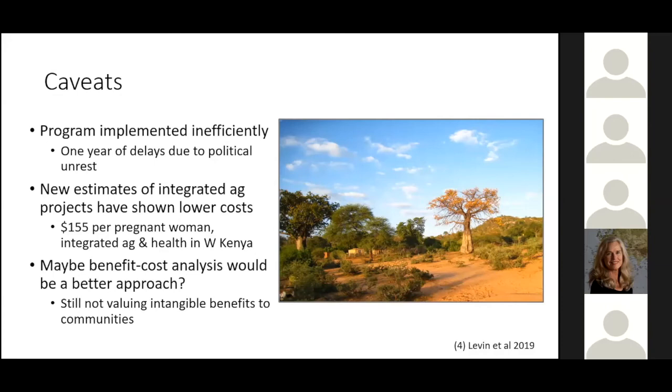Also, perhaps benefit cost analysis would have been a better approach to valuing this program. However, we still would not have valued all of the intangible benefits, so it would have had many of the same limitations that a cost effectiveness analysis did. Hopefully, as we continue to build the evidence base in this sector, we can better judge whether there are possibilities for improved economic value in other settings.